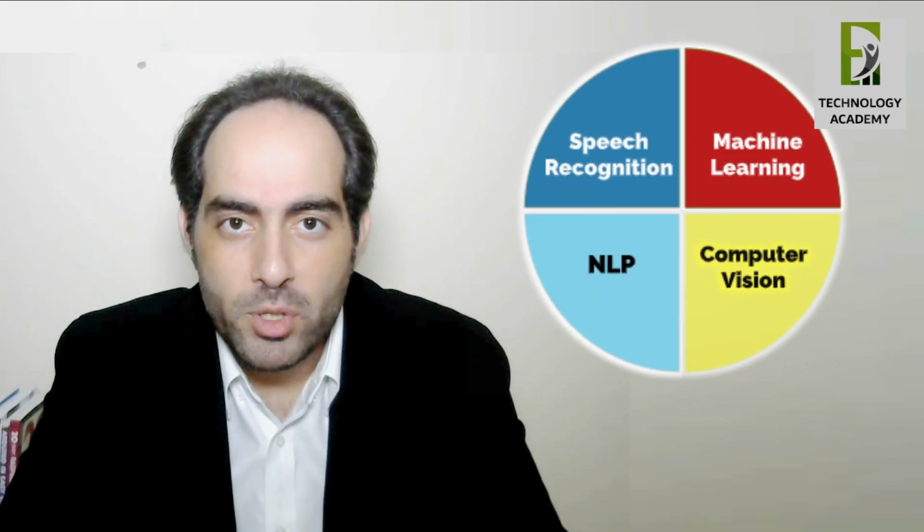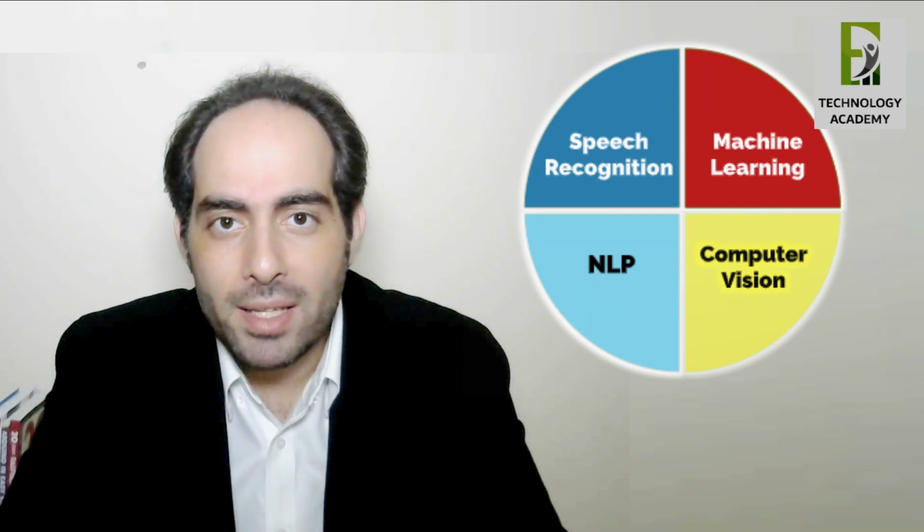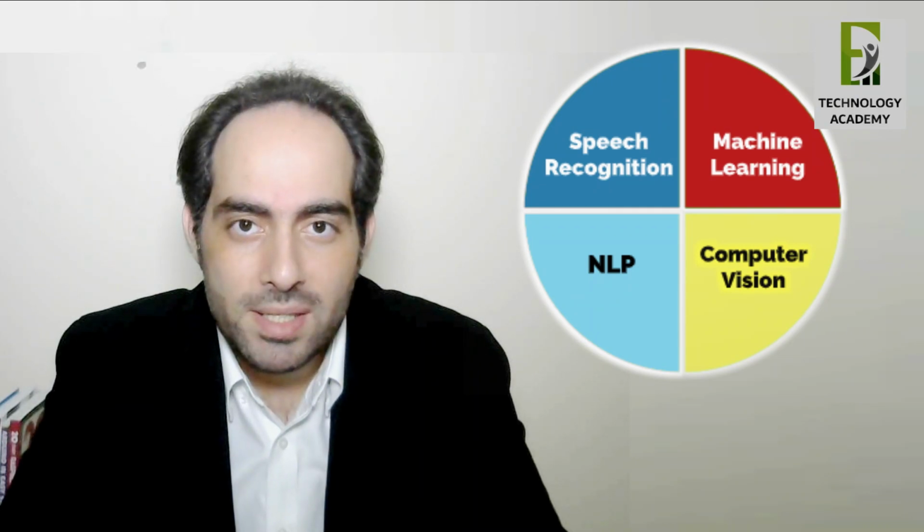AI fields are divided into 4 parts. We have machine learning, speech recognition, natural language processing, and computer vision. We are going to discuss each one of these fields with examples.